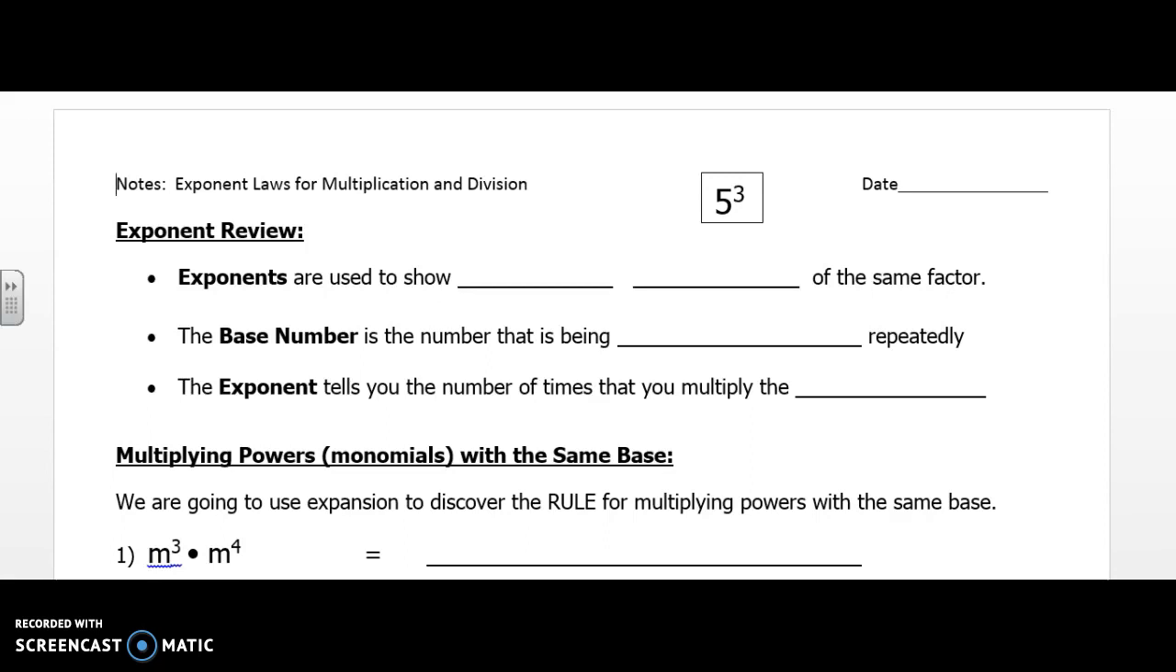On this paper, you only need to worry about the front side of the paper. So when you're taking notes, we're only going to do the front. So the back, just ignore it for right now. You're going to do that later.